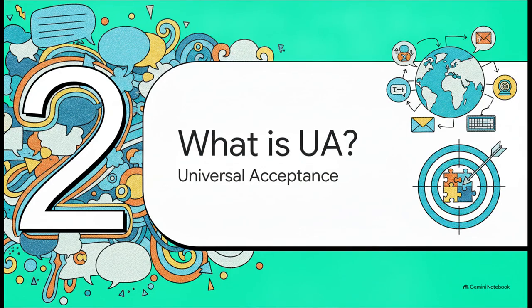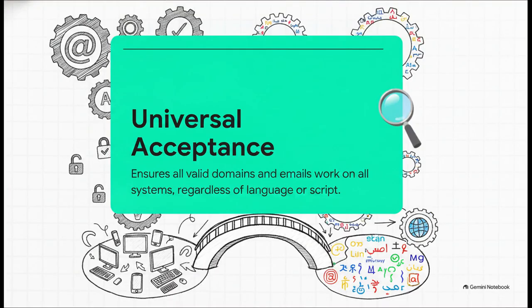All right, Section 2. What is UA? Universal Acceptance. So, if language barriers are the problem, Universal Acceptance, or UA, is the targeted solution. UA is a foundational technical requirement. It ensures that all valid domain names and email addresses, regardless of their language, their script, or their character length, work equally well on all internet-enabled applications and systems. It's essentially the critical technical bridge for achieving true digital inclusion. Because, let's face it, without UA, a multilingual internet is just a nice concept. With UA, it becomes a functional reality.